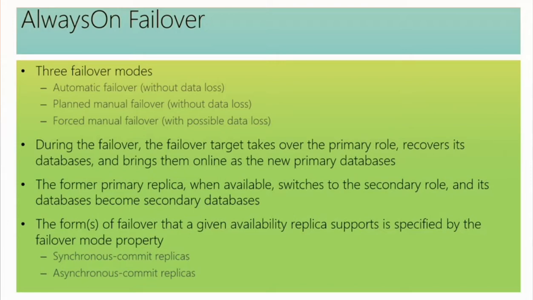And what happens when they do failover? During failover, the failover target takes over the primary role, recovers its databases, and brings them online as the new primary. The former primary replica, when available, if it were to self-heal, let's say, maybe somebody did a server reset or something like that, will switch to a secondary, and its databases become secondary copies. Then, based on policy, the forms of failover that a given replica supports is specified by the failover mode property.